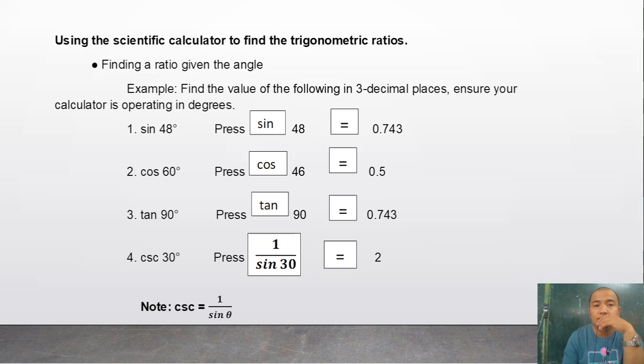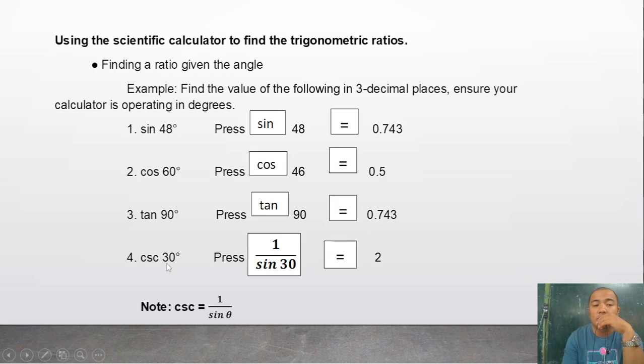Okay, let us recall how to find the value of the following in 3 decimal places. Ensure your calculator is operating in degrees. What is the value of sine 48 degrees? Using your scientific calculator, you just press sin, then 48, then press equal sign, and you will come up with 0.743. Did you get the same answer? Cosine 60 degrees, you just press cos 60 equals, so the answer is 1/2 or 0.5. Tangent 90 degrees, you just press tan 90 equals.